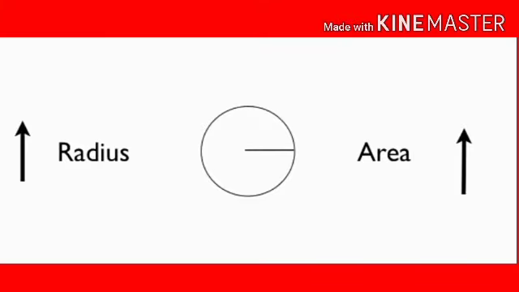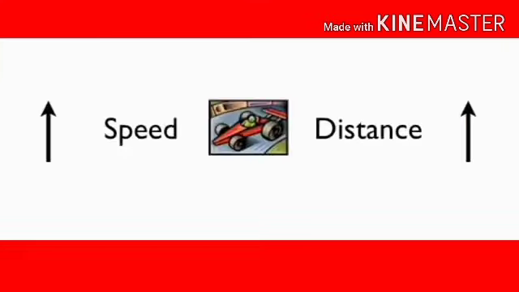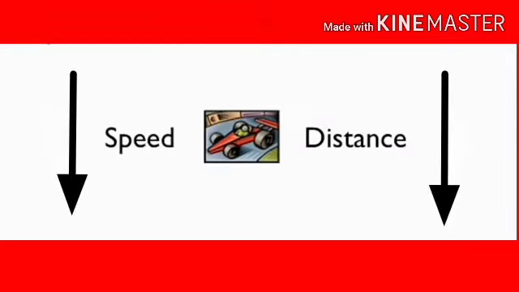Let us see some more examples for direct proportion. Here, when the radius of a circle increases, the area of the circle also increases. When the radius decreases, the area of the circle also decreases. When the speed of a vehicle increases, the distance covered by the vehicle also increases. When speed decreases, the distance covered by the vehicle also decreases. Now let us consider some situations.